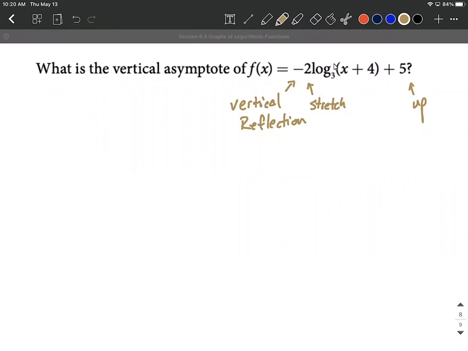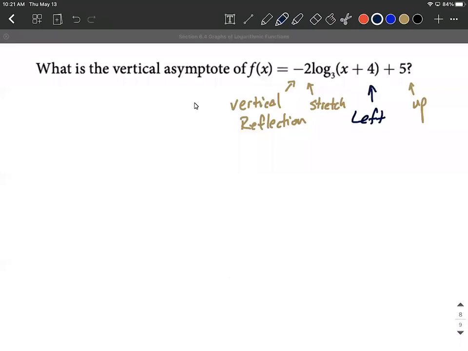The one thing that is going to affect where our vertical asymptote is moved is any horizontal movement. So anything attached directly to x on the inside here is going to be a horizontal movement. That's the one we need to really be careful about. It kind of works in the opposite direction we think it should. This is going to move everything to the left 4 units.